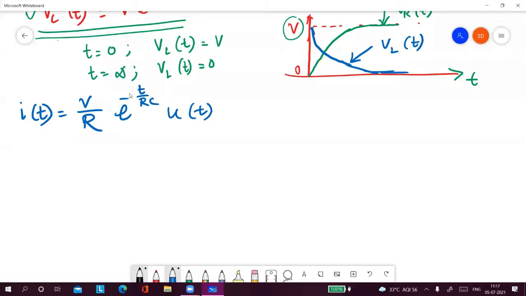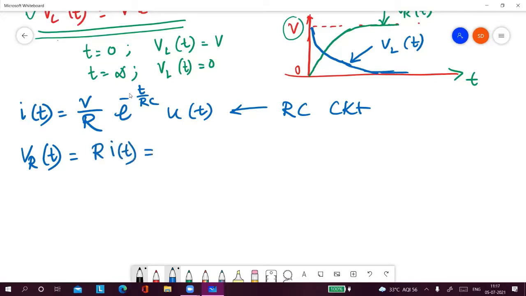This is the expression of current in an RC circuit. The voltage drop across resistance is R into I(t), which is the same nature as current, V e to the power minus t by RC. And this is a lab, not theory. We are not going to discuss theory too much because you know these things already.